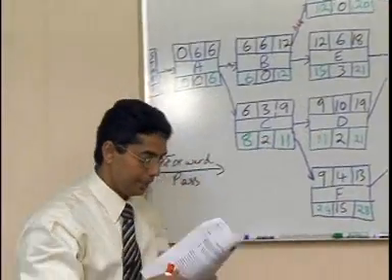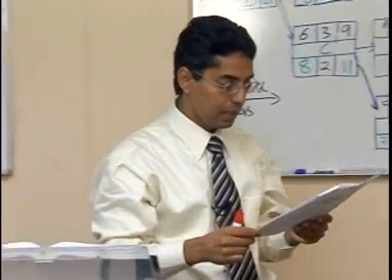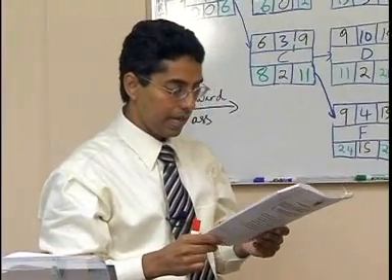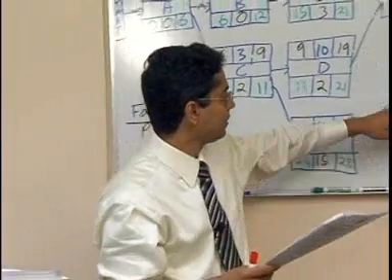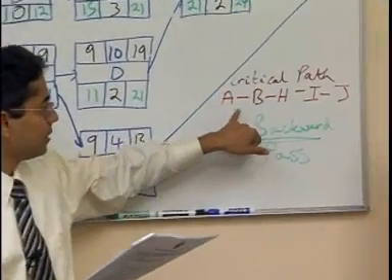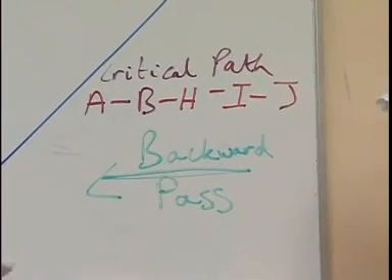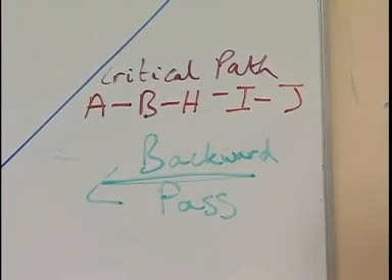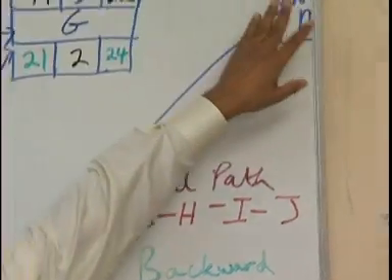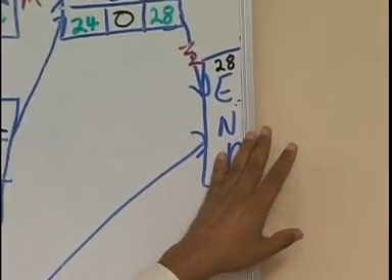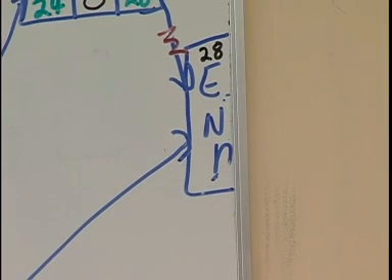So this now brings you to question B. The question asks, what are the critical path activities? Your critical path activities are A, B, H, I, and J. It asks you now, what is the expected time to complete the project? Well, this we had worked out before. The expected time to complete the project is 28 days.